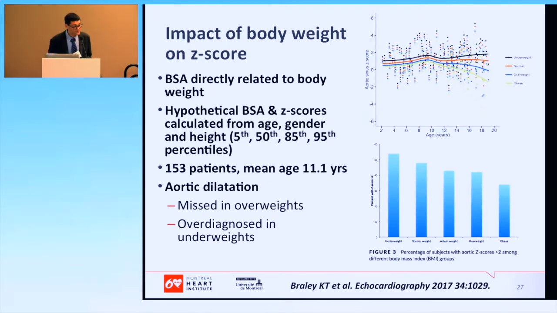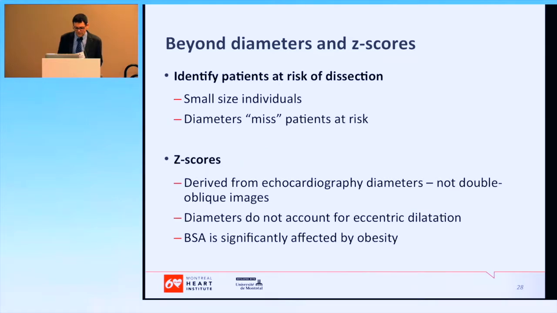These other researchers have looked at how Z-scores perform depending on different body weights, and they have shown, as we've all experienced in clinic, that aortic dilatation will be missed in overweights and overdiagnosed in underweights using Z-scores. So therefore, to identify the patient at risk of dissection, we have to remember that in small size individuals, we cannot rely on absolute diameters. That diameter seems to miss some patients at risk, but Z-scores are far from perfect.